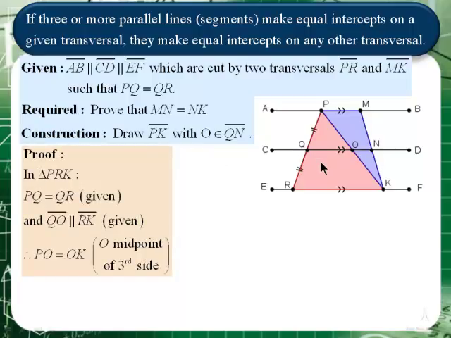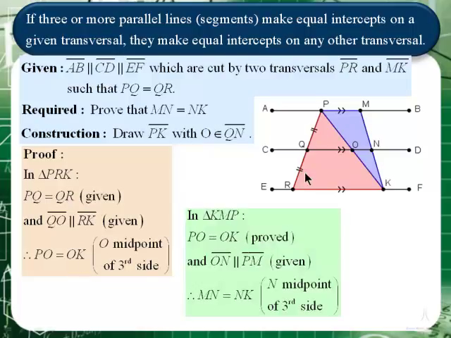Firstly, we go to the red triangle, triangle PRK, and we know firstly that Q is the midpoint of PR. So in other words, we know that PQ is equal to QR. Furthermore, we know that QO is parallel to RK, so therefore from the previous theorem we can conclude that O must be the midpoint of the third side, namely PK, or we know that PO is equal to OK.